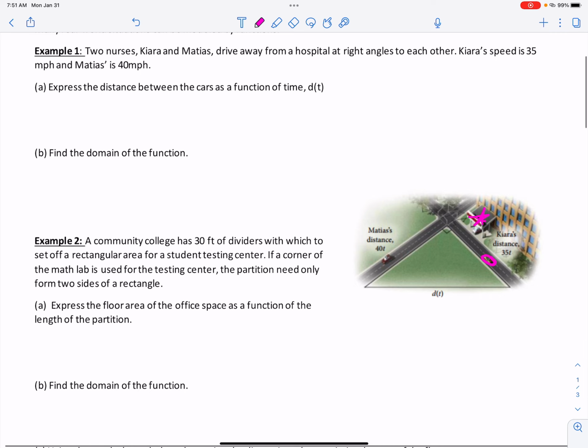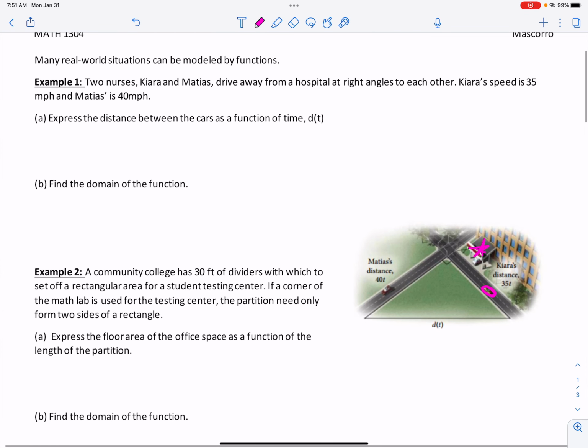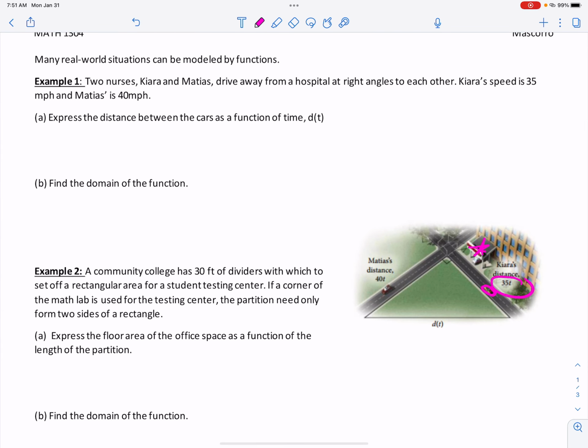Now, they are going different speeds. Kiara, it says, is going 35 miles per hour. Let me go ahead and highlight that. And Matthias is going 40 miles per hour. So they're going different speeds in different directions. And what it wants me to do is express this distance, the distance between the cars, as a function of time.